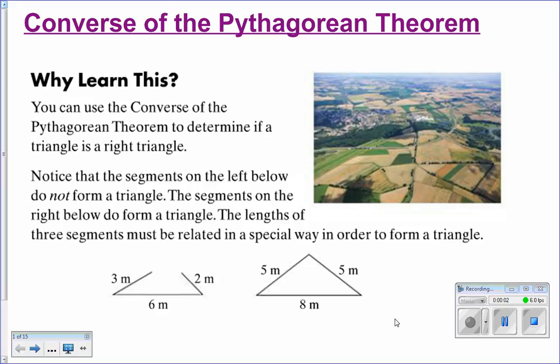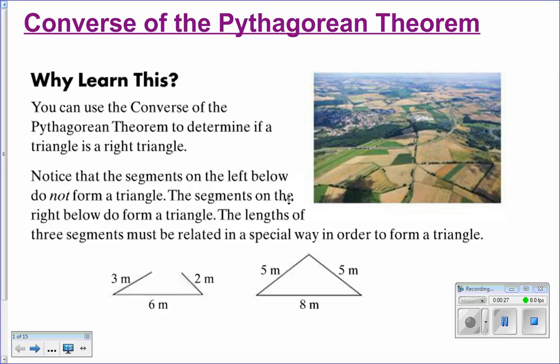Hey everyone, so today we're going to learn about the converse of the Pythagorean theorem. You can use the converse of the Pythagorean theorem to determine if the triangle is right. If you look at the two triangles on the bottom, you notice that these do not form a triangle. The segments on the right do form a triangle. The lengths of three segments must be related in a special way in order for them to form a triangle.